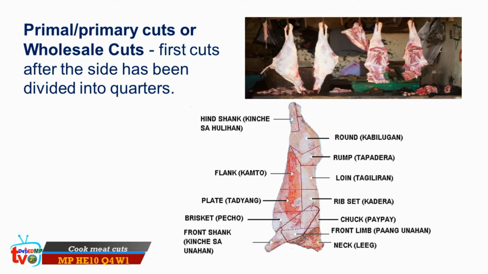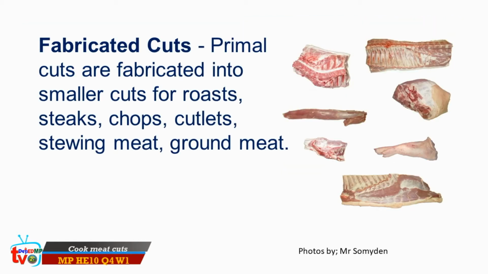Primary cuts or wholesale cuts. The first cuts after the side has been divided into quarters. Primal cuts and the names given to them vary according to the animal. Primal cuts are the most popular forms of meat purchased by food service operations. Primal cuts are always the starting point for smaller cuts.